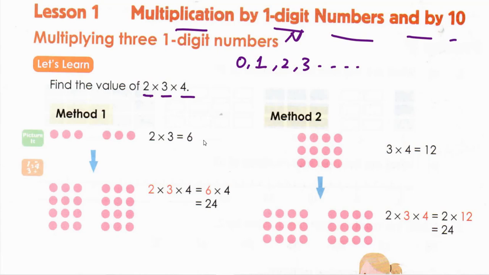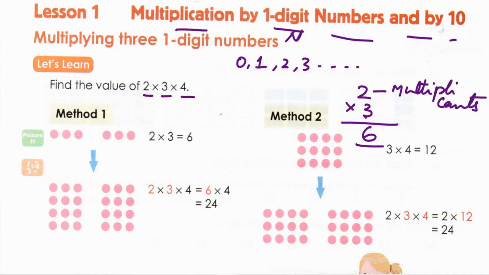Suppose I write down 2 into 3. What do you call this 2 and what do you call this 3? 2 3 times is how much? 6. You call these multiplicants. And this you call the product.